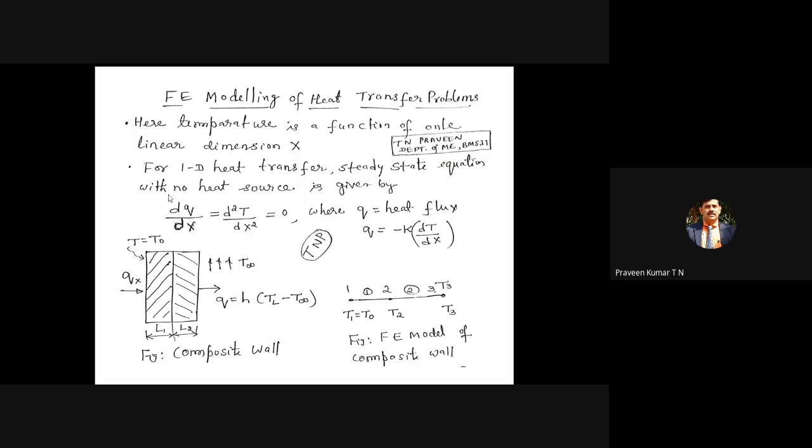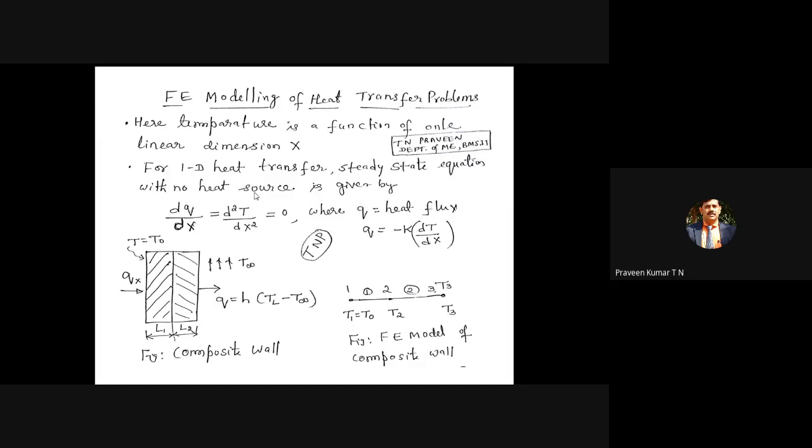Now for 1D heat transfer, we have the equation dq by dx, the rate of change of heat flux with respect to the x direction. We are talking about the rate of change of heat transfer along the x direction. You are considering 1D heat transfer, and one more assumption is that you are going for the steady state equation with no heat source.